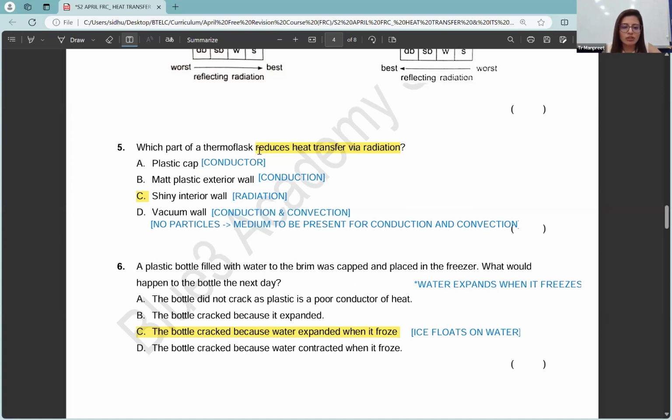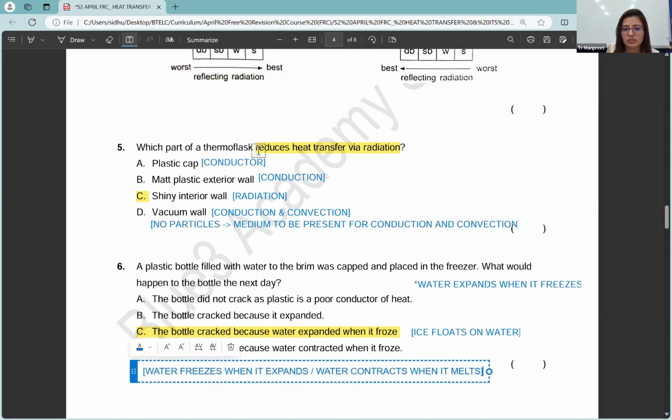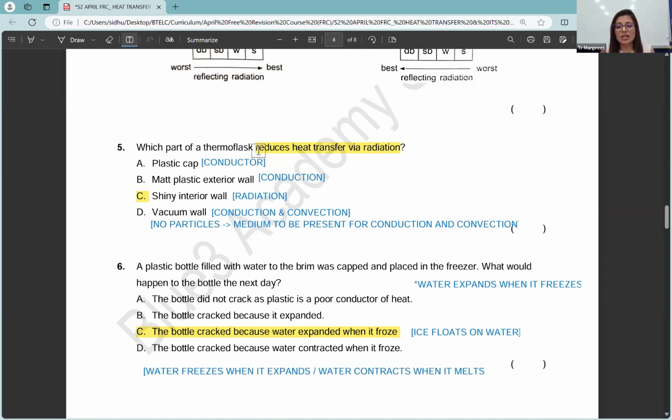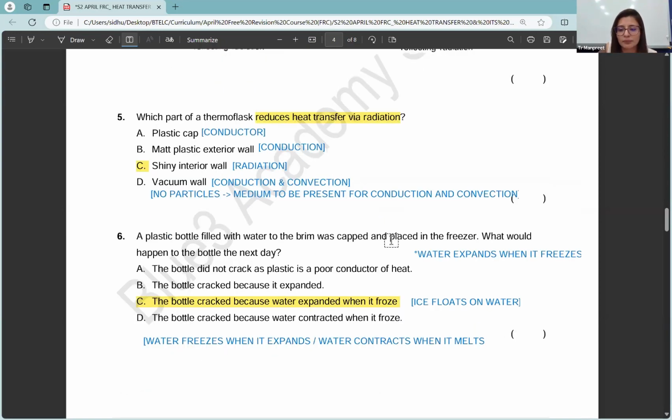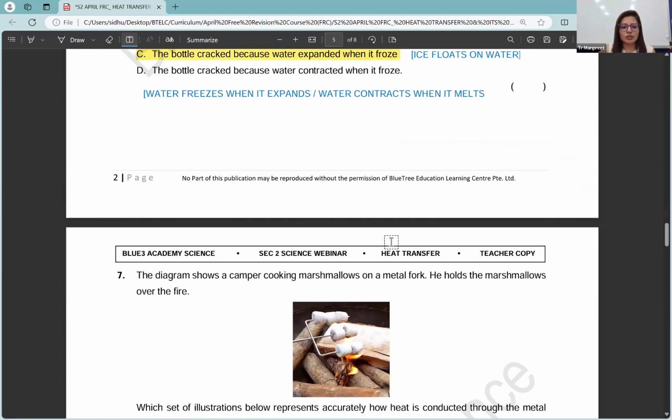Okay, so let me just write down the concept here. Water freezes when it expands, and we will say water contracts when it melts. So actually quite the reverse happens. This is an important concept they like to ask, so just take note of it. Okay, great. We have number 7, moving on.